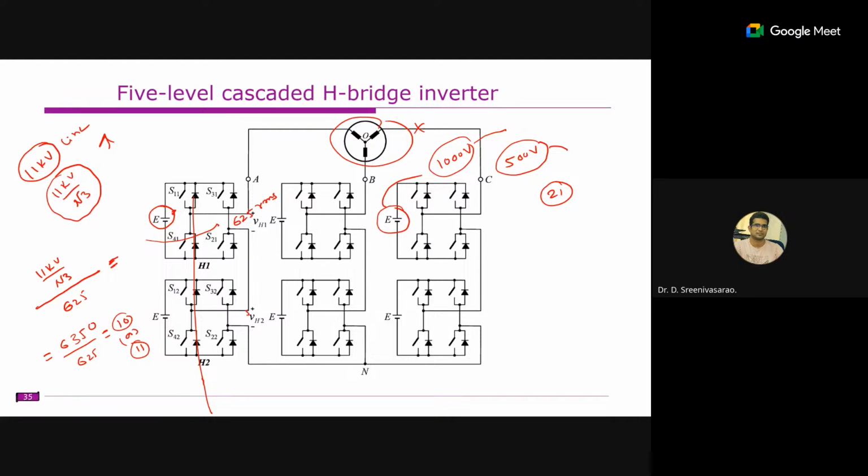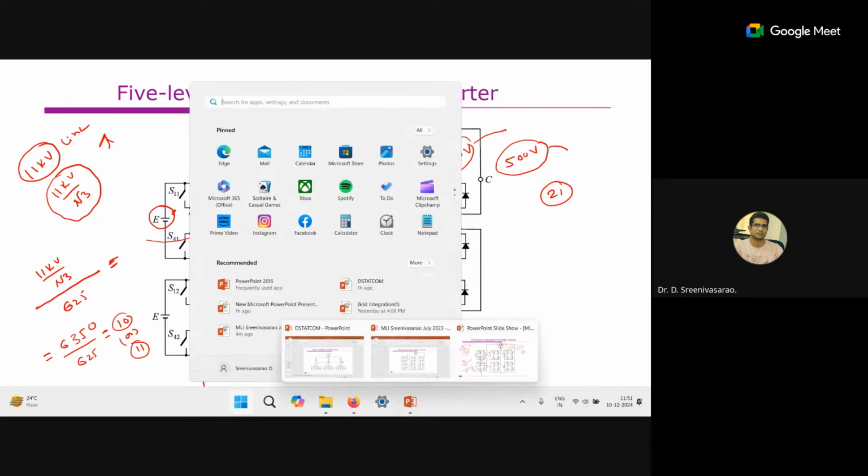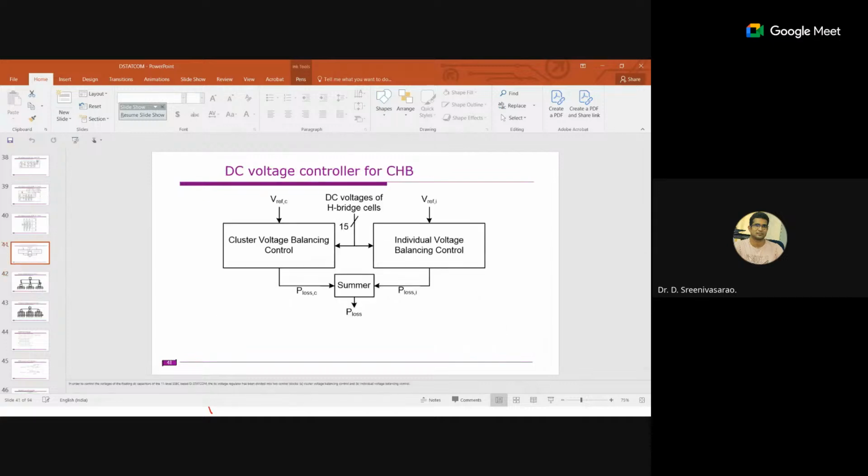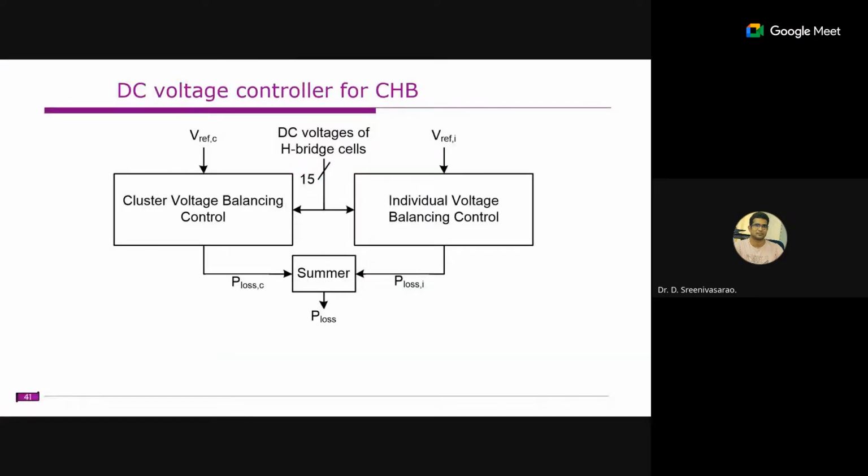You need to maintain the voltage across these H bridges constant. So here in reality, these are not DC sources, these are just capacitors in case of this STATCOM. So you need to maintain the capacitor voltages, and that's a slightly complex thing. There are different methods.